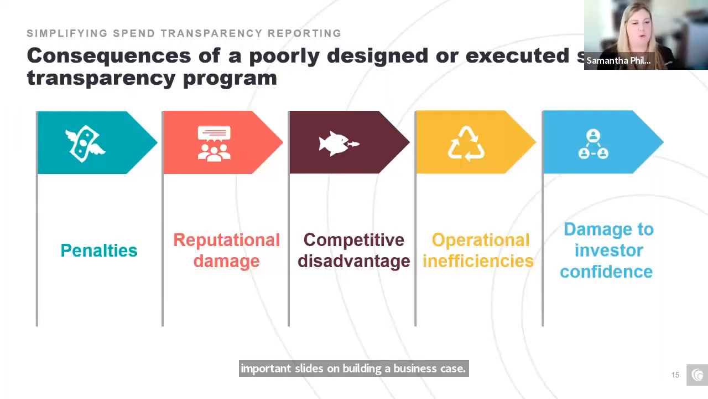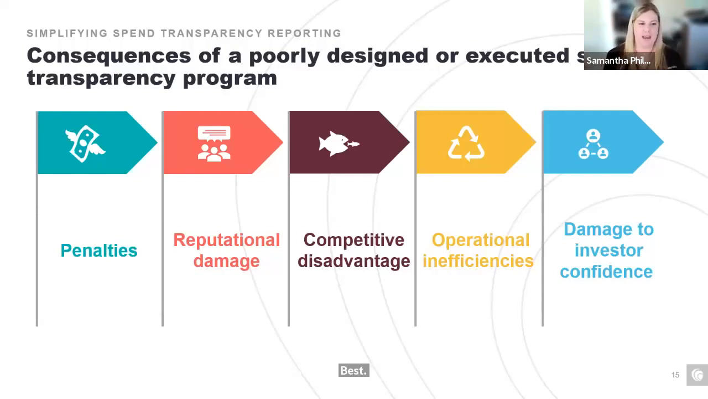So assume that we've talked about building a business case and you still don't have the buy-in that you need. What else can you lean on, and why is spend important?